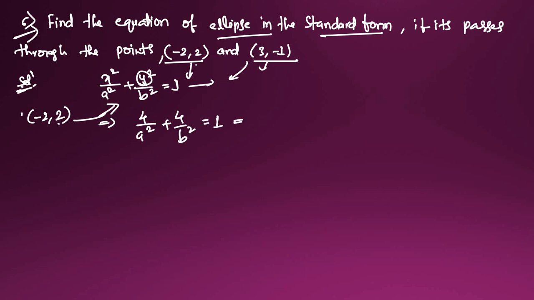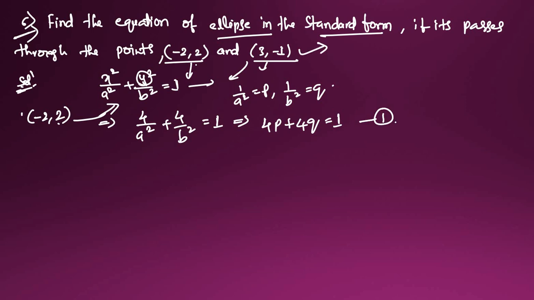From here we'll do one thing. 1 by a square is there, right? So we'll take it as p, and 1 by b square is equal to q I will take here. So it will become 4p plus 4q is equal to 1. This is equation 1.